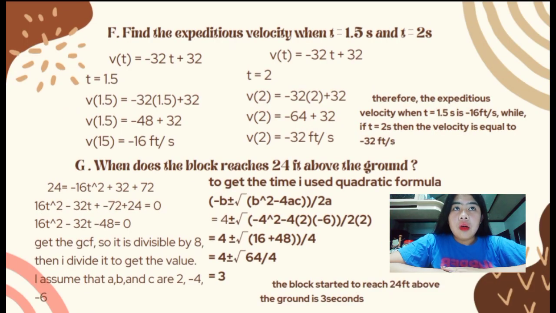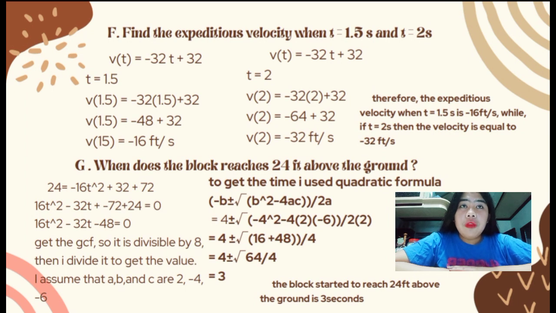Letter F. Find the instantaneous velocity when t is equal to 1.5 seconds and t is equal to 2 seconds. So the formula is the equation of velocity, which is negative 32t plus 32. If t is equal to 1.5, then it is equal to negative 32 times 1.5 plus 32 is equal to negative 48 plus 32 is equal to negative 16 feet per second. While if t is equal to 2, then it is equal to negative 32 times 2 plus 32 is equal to negative 64 plus 32. Then the answer is negative 32 feet per second.